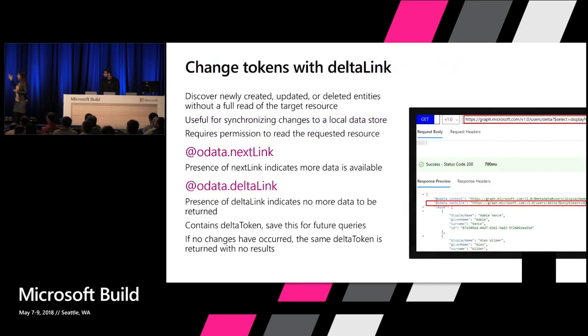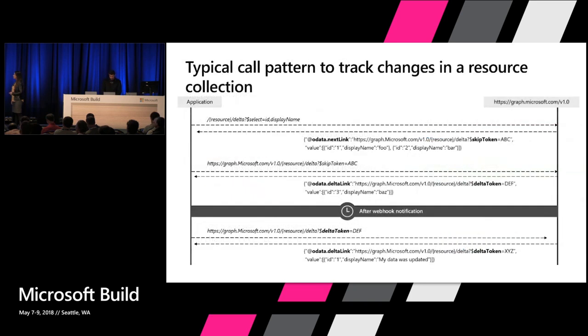OK, so this is how you get Delta tokens, or change tokens, with Delta. When you call the Delta function, you're going to get paging of the resource with the next link. And then at the end, you're going to get a Delta link. That's the one that you want to store, and that's the one that you want to use subsequently to call and get the changes. I already explained the typical pattern of calling and then waiting for the webhook.